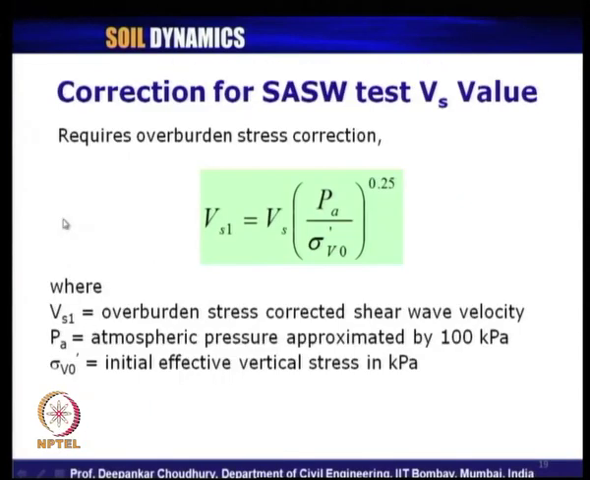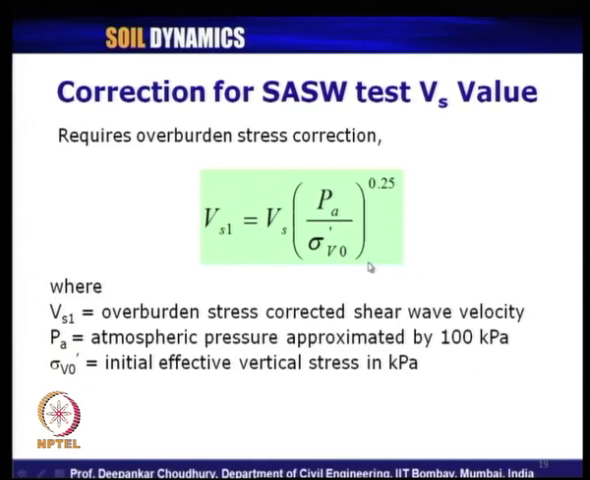Now, here also a correction is required, the overburden stress correction similar to SPT and CPT. So, this formula is used to convert the raw or recorded Vs value from the SASW test to the corrected value Vs1. The Pa is again 1 atmospheric pressure, about 100 kPa, and sigma V naught dash is the initial effective vertical stress in kPa unit.